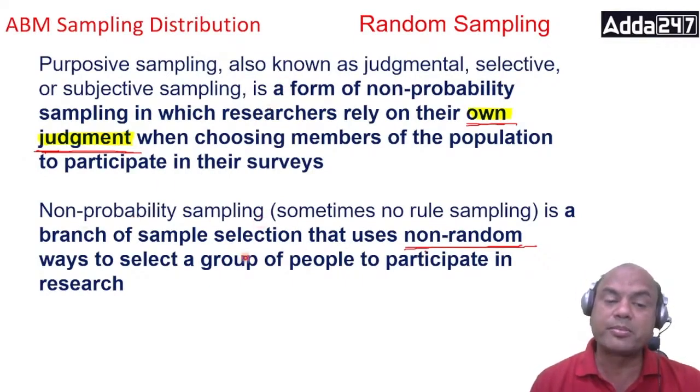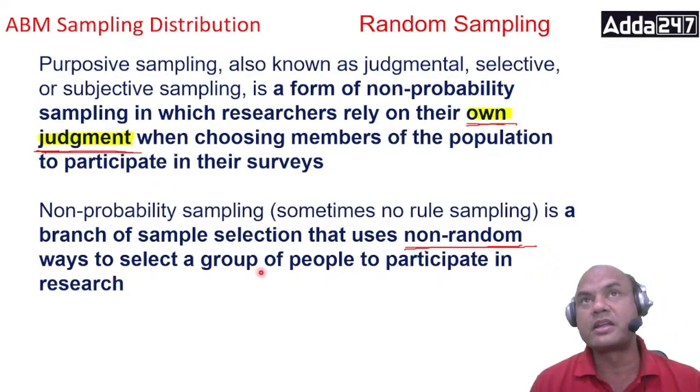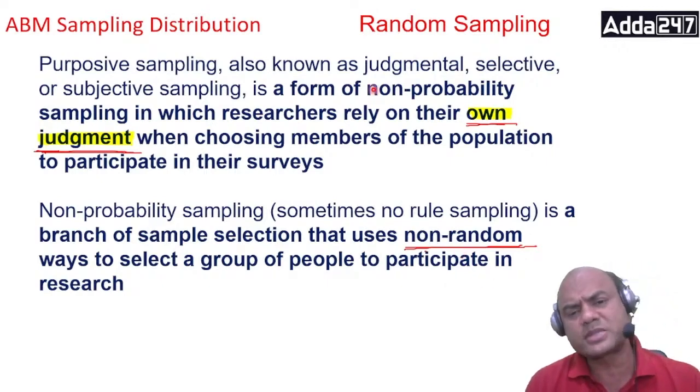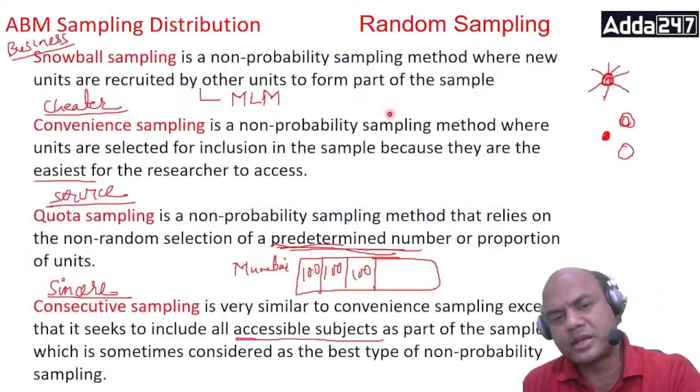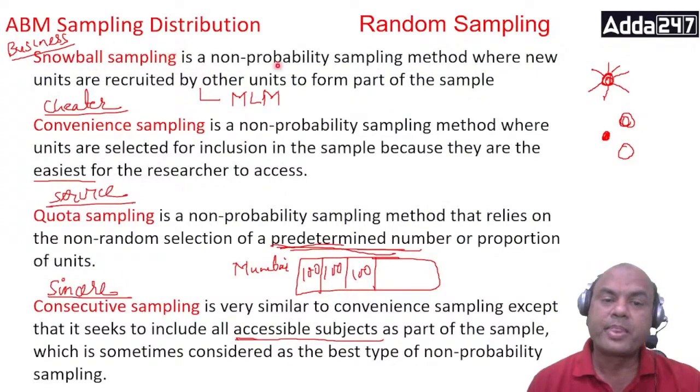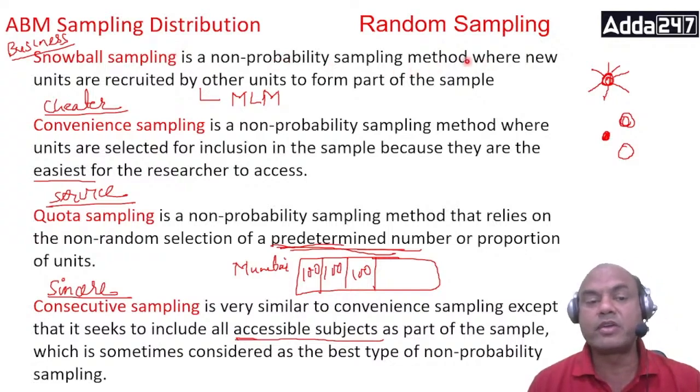Non-probability sampling is a branch of sample selection that uses non-random ways to select a group of people to participate in the research. Non-random ways, okay? It's based completely on the judgment. Now some other samplings, and these are also judgmental only. Snowball sampling is a non-probability sampling method where new units are recruited by other units to form part of the survey.